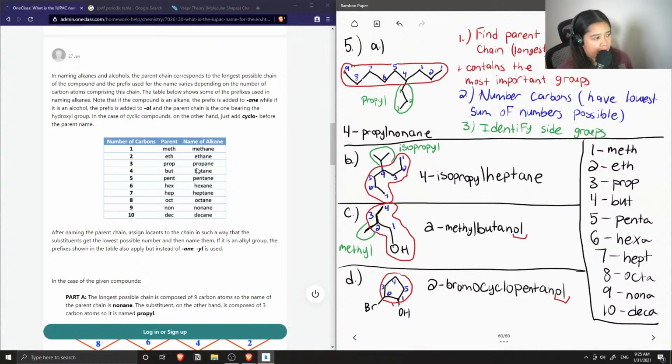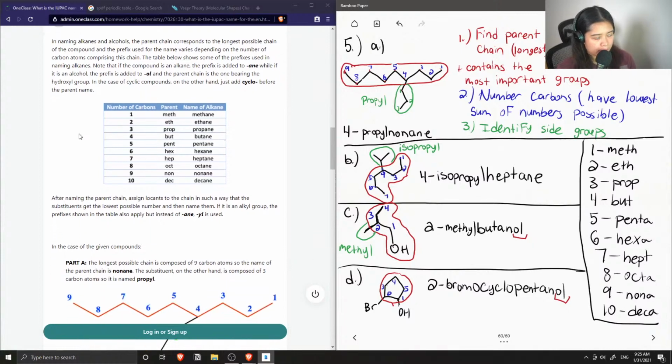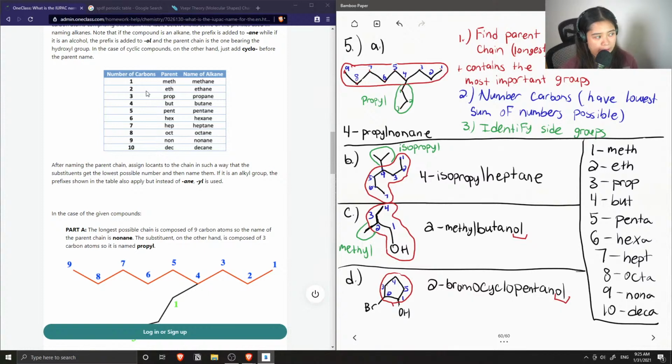Note that if the compound is an alkane, the prefix is added to -ane, while if it is an alcohol, the prefix is added to -ol, and the parent chain is the one bearing the hydroxyl group. In the case of cyclic compounds, on the other hand, just add cyclo before the parent name. Okay, so they also summed up that however many carbons you have will have the parent of either meth, eth, prop, or but. And they also said the name of the alkane as well.